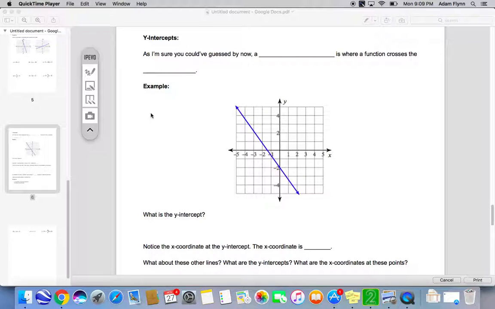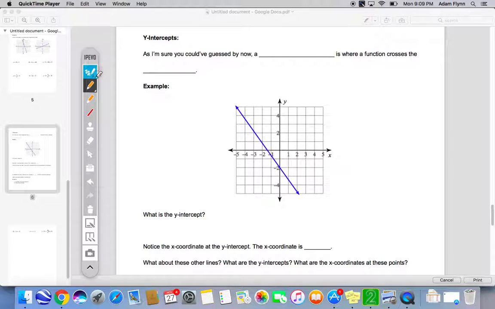This is the A2 graphing lines video for Y-intercepts. After watching the X-intercept video, I'm sure you could have guessed by now that a Y-intercept is where a function crosses the Y-axis, just like an X-intercept is where a function or a line crosses the X-axis.